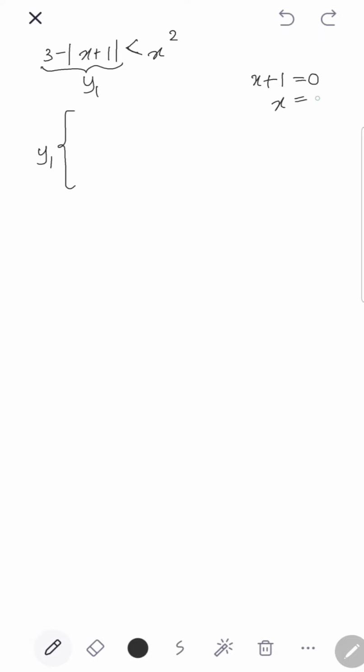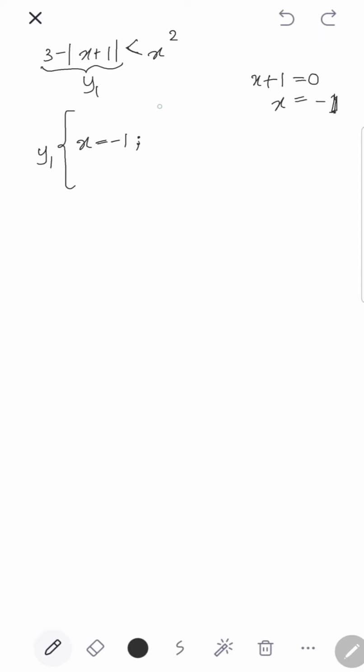Second question. Find all real values of x satisfying the inequality 3 minus modulus of x plus 1 greater than x squared. So first we have to consider the left hand side equation. This one. So y1 is, consider the expression inside the modulus bracket, and equate that to 0. Then we can see the values of the modulus bracket change either side of x equal minus 1. So when x equals minus 1, we can have an exact value for the function.